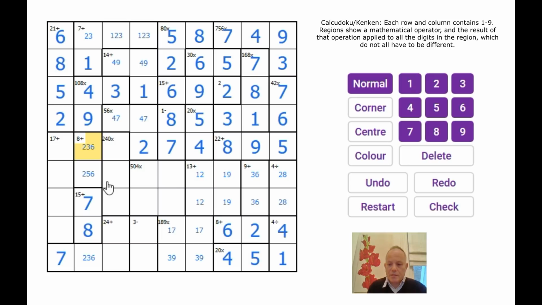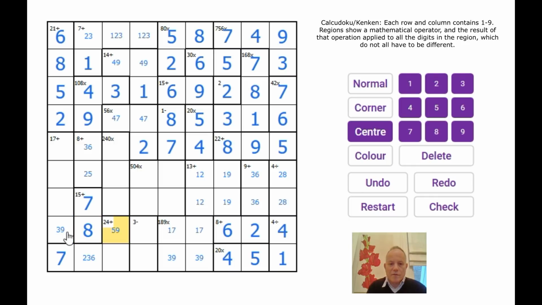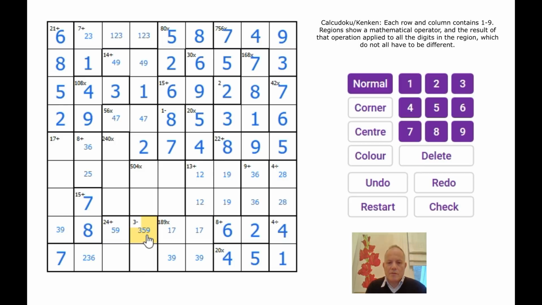This can't be 2 at the top. 4, 6, 2, 1, 7, 8. This is either 3 or 9. This is 5 or 9. And this is 3, 5 or 9. That's quite interesting. If this was 5, yeah, that could be 8. Can't be 2, but it could be 8.